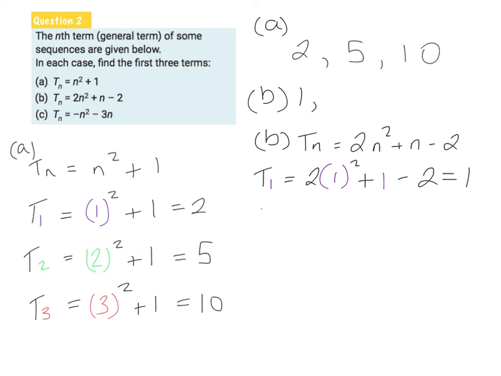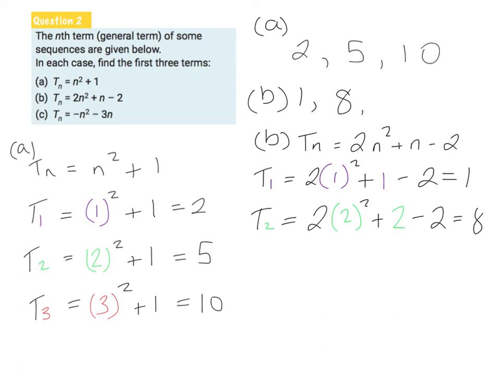And the second term, so t of 2. Well, t of 2 is 2 bracket 2 squared plus 2 minus 2. Well, 2 by 2 is 4, times 2 is 8, plus 2 is 10, and 10 take away 2 is 8. So the second term is 8.